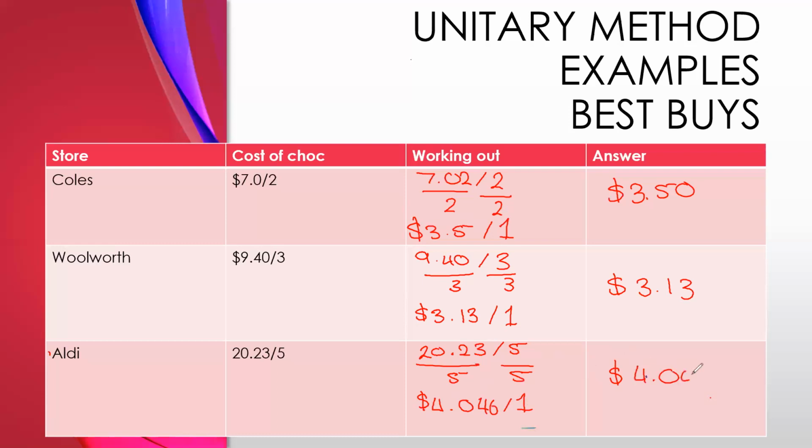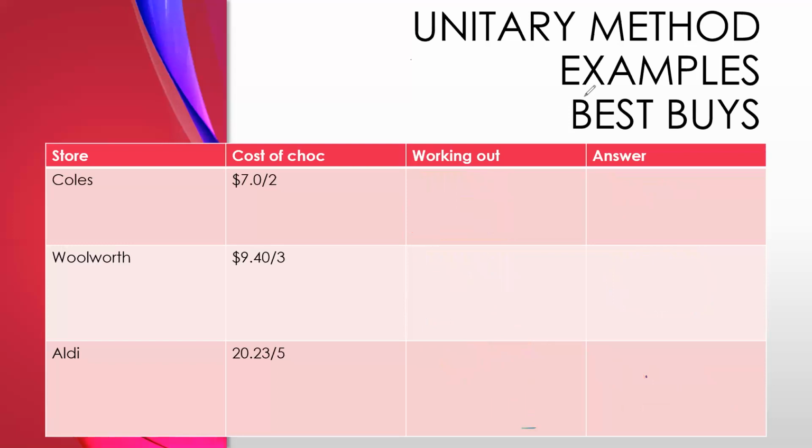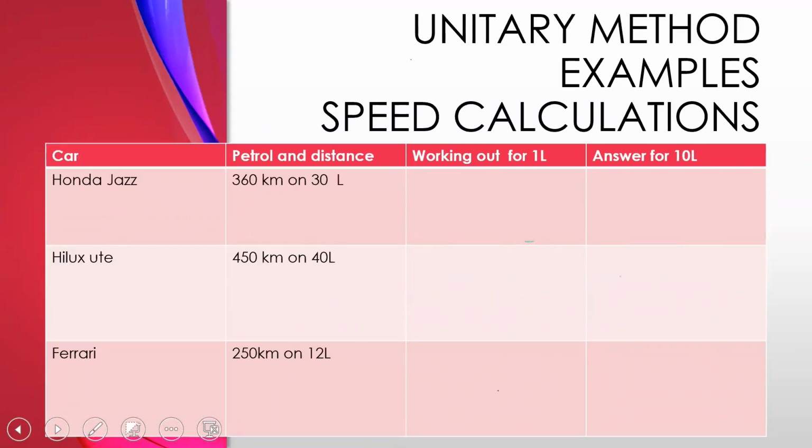Now, here comes the important part. We actually need to make a statement. So we need to say that clearly it is best for us to be buying our chocolate at Woolworths because it's only going to cost us $3.13, compared to Coles, where it'll cost us $3.50, and Aldi, where it'll cost us $4.05.